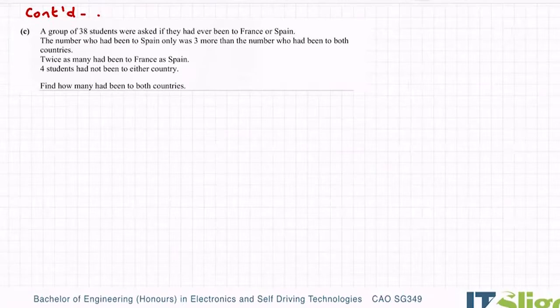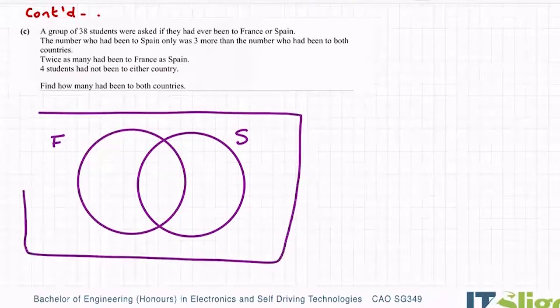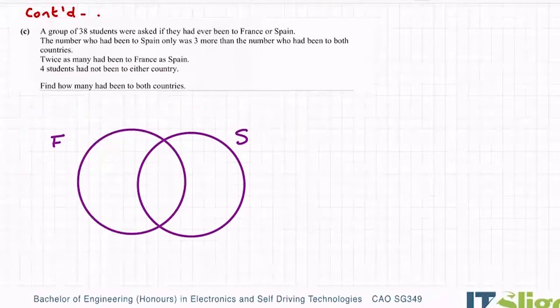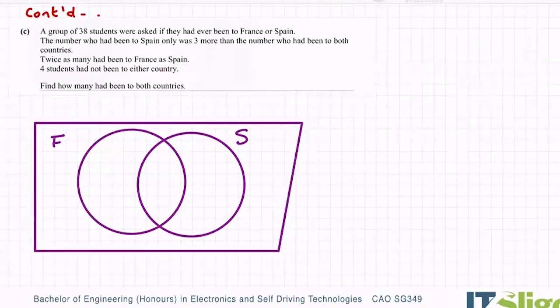Okay, so we need our 2 sets, our France and our Spain. We have a number of students who haven't been to either country, so we need our universal set. And 4 had been to neither country. Okay, so 4 goes outside. Okay, so that was the easy part. After that, it gets a bit hard.